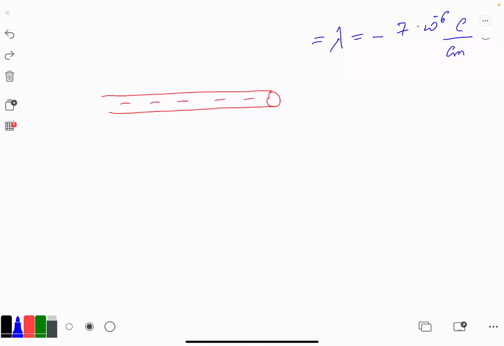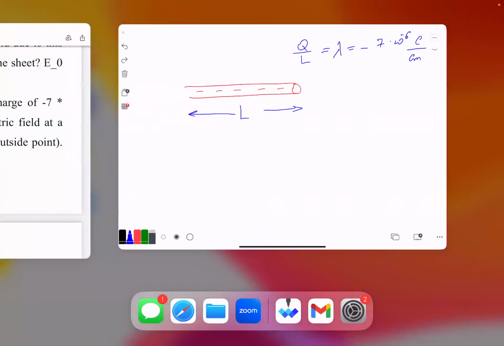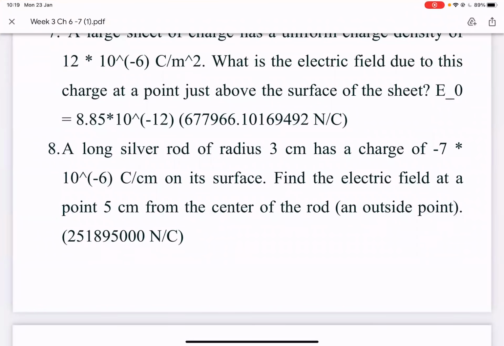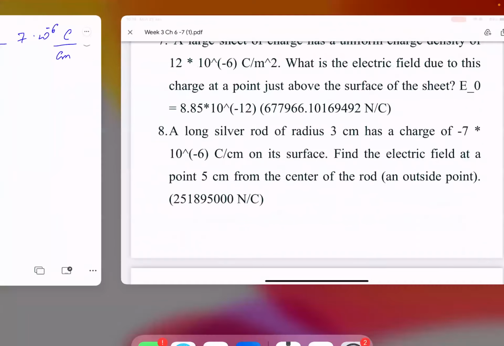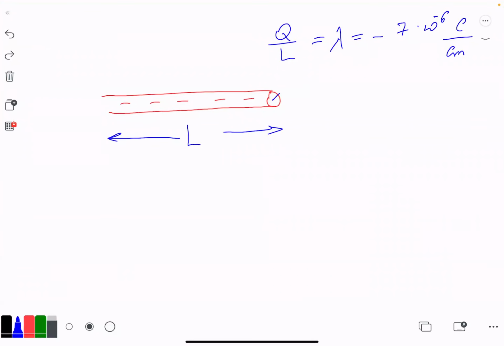Lambda itself is equal to Q over L. The L is the length of the rod. What else is given? A long silver rod of radius 3 centimeter. So the radius is given. Find the electric field. So the radius of the rod is given, right? So this is small r, which is 3 centimeter, correct? You have to find the electric field at a distance of 5 centimeter.